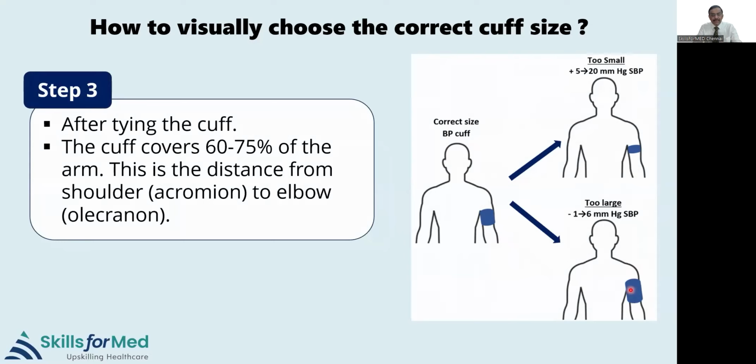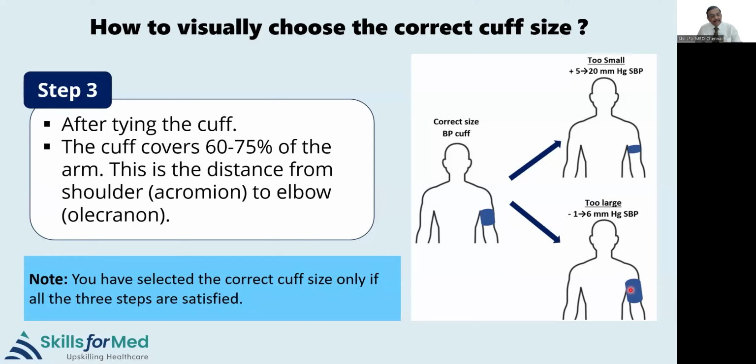Then put it horizontally and make sure the bladder is almost covering the full circumference. And then make sure that 3/4 of the arm is covered by the cuff, not less, not more. If you do these 3 steps, you have chosen the correct cuff size. So it's a very practical method and you can use it every day.